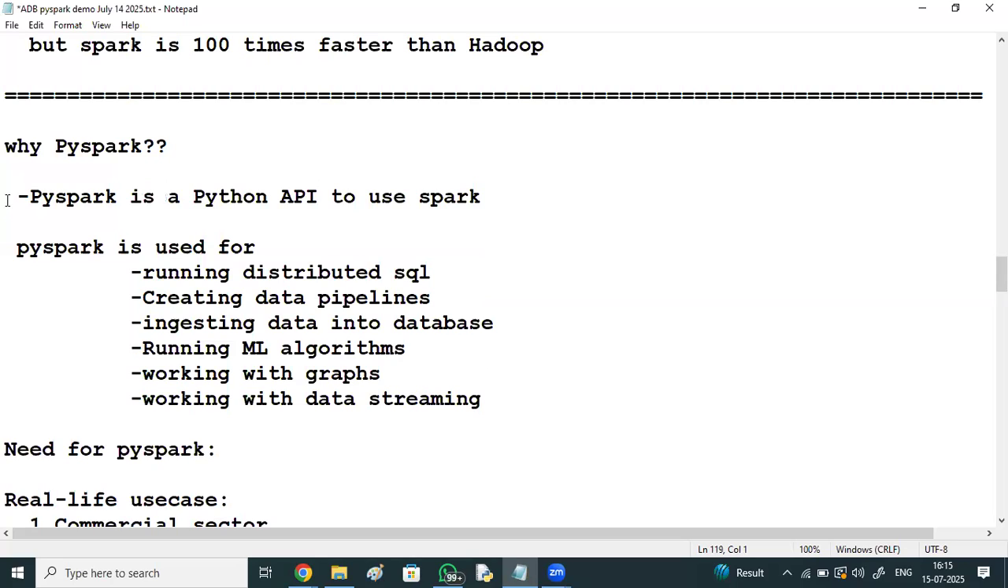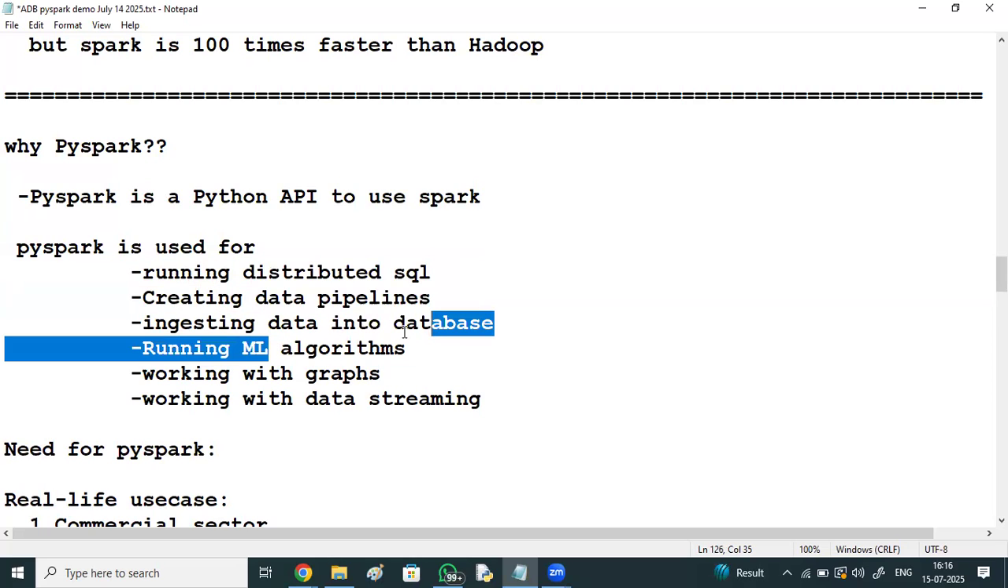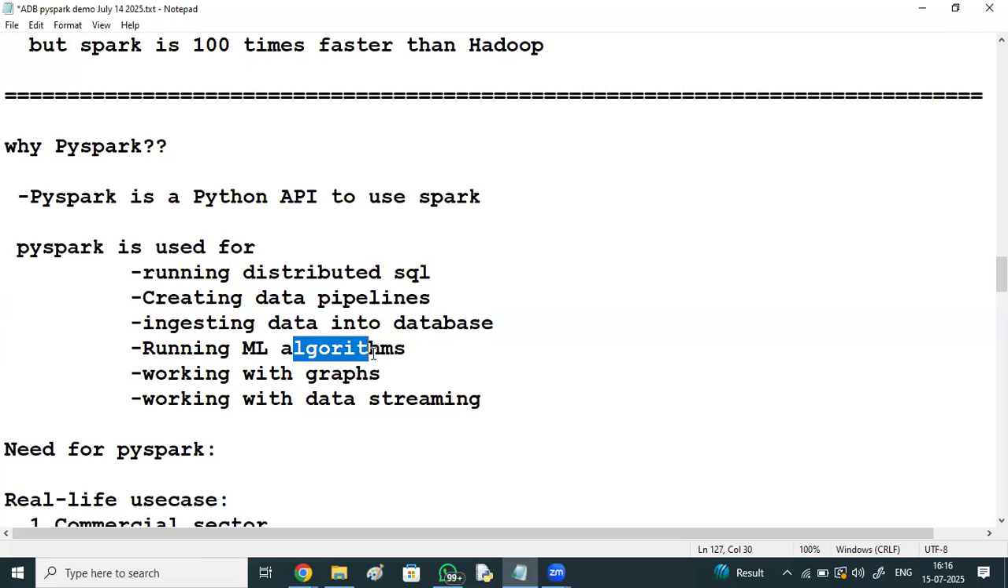PySpark is one of the lightning fast technologies that is designed for fast computation, a very demanding tool among data engineers. PySpark is used for running distributed SQL, creating data pipelines, ingesting data into databases, running ML algorithms, working with graphs, and working with graph data streaming.